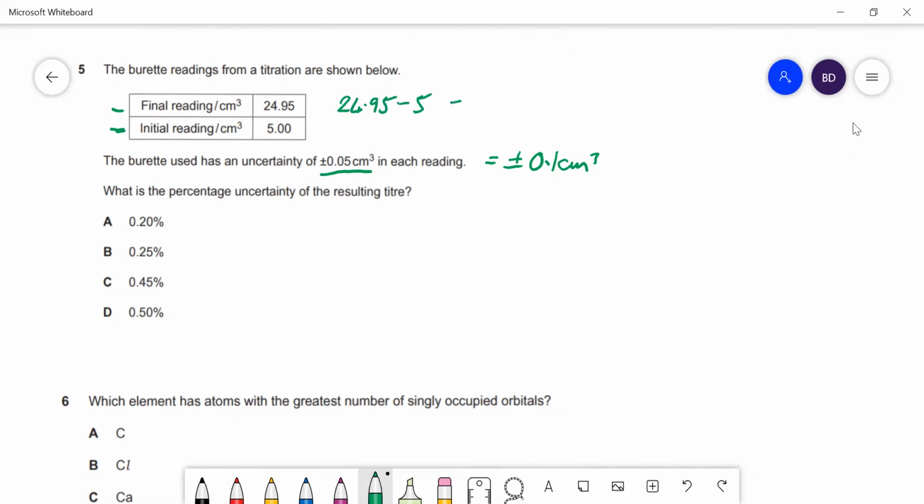Well, the titer is 24.95 minus 5, which is equal to 19.95. So our percentage error is going to be the uncertainty, which is 0.1, over the actual measurement, which is 19.95, multiplied by 100. That works out to be 0.5%. So D is the answer there.